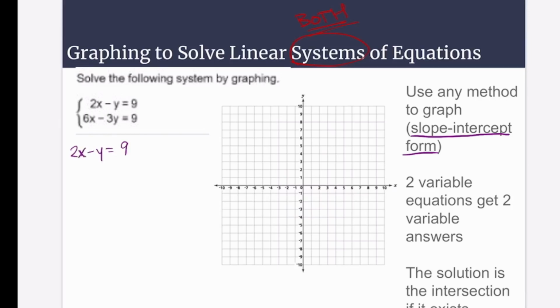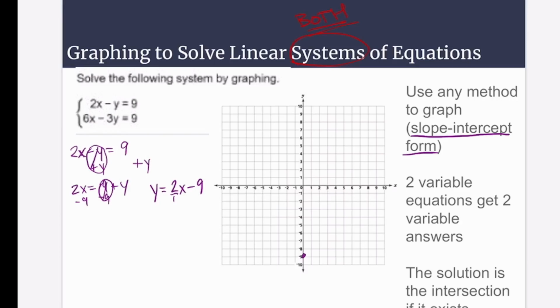I'm going to add the y to the right side, which is going to get rid of it on the left. So 2x equals 9 plus y. I'm now going to subtract the 9 to the left side. So I'm going to have y equals 2x minus 9. My y-intercept is negative 9, and my slope is 2 over 1.